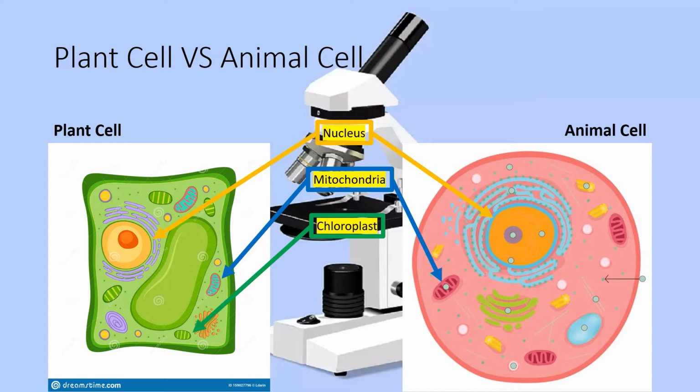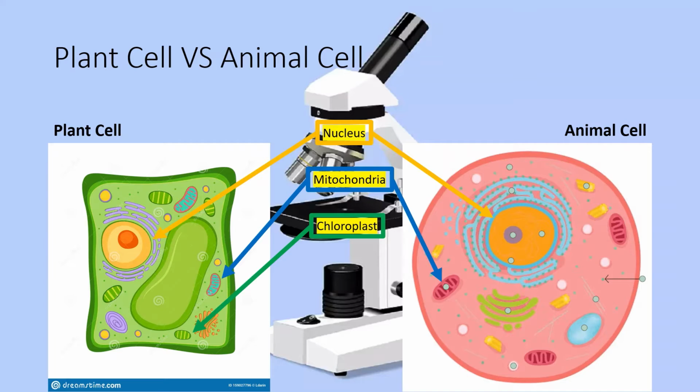versus animal cells. Here we have three organelles, which essentially just means tiny organs. So it's like our bodies have organs, cells also have organs, and we call those organelles. So in both plant and animal cells, they each have a nucleus, and inside that's where the DNA is at.